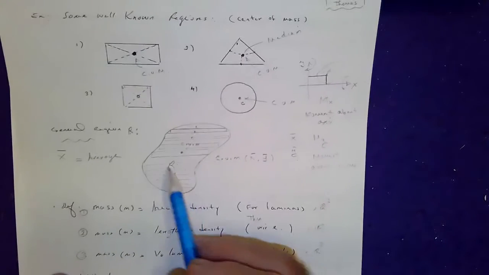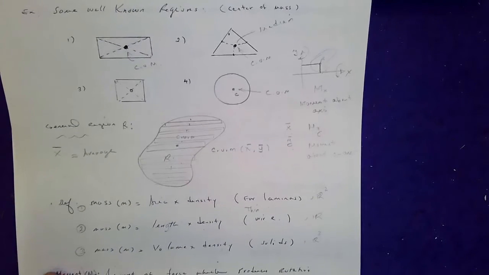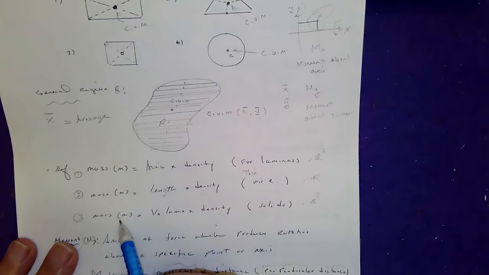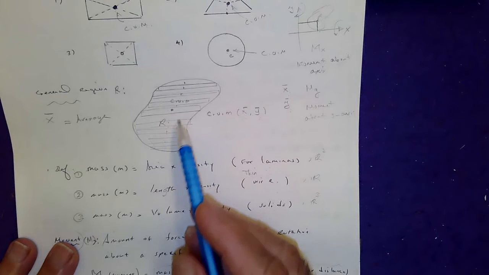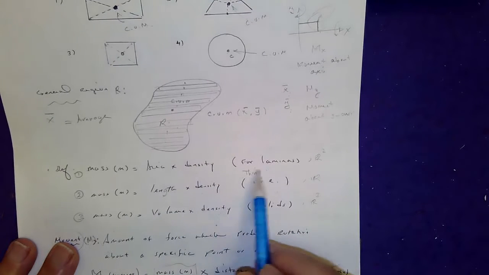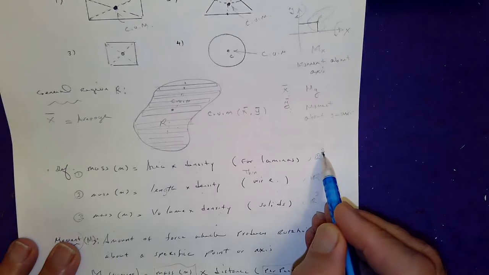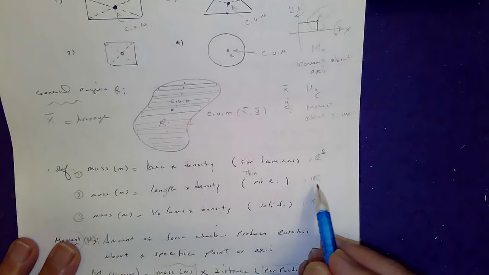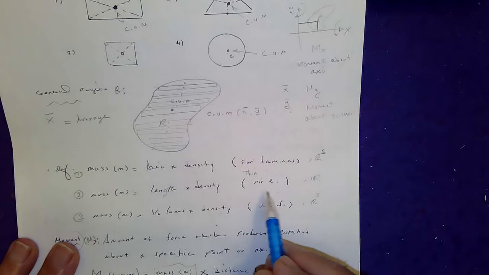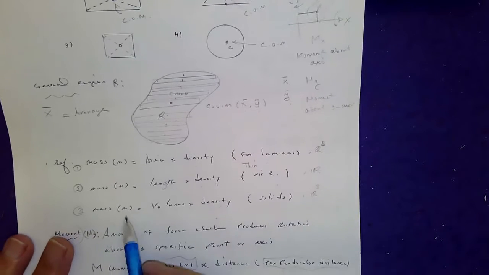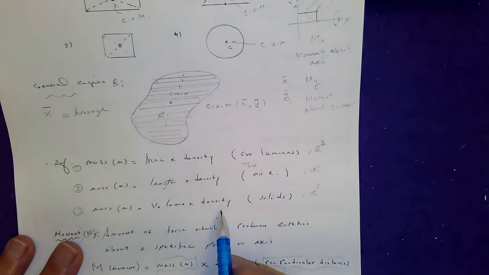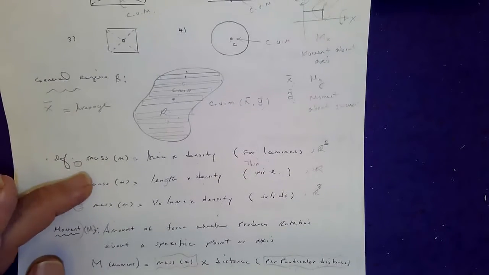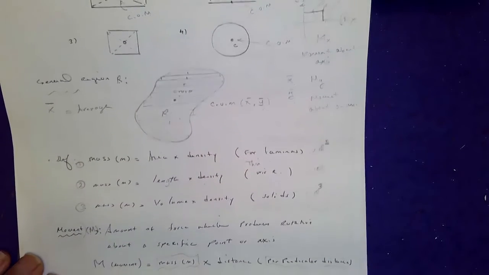But the question is, what if you have an irregular shape like this guy? How would you find the center of mass? Well, first of all, mass has 3 definitions depending on the type of objects you're dealing with. Mass could be area times density for laminas. That means if you are in R2, right? Mass could be length times density if you are dealing with one-dimensional objects like a thin wire or a coat hanger. Mass is also defined as volume times density for solids. That's like if you are in R3. So notice the definition of mass varies depending on the nature of the object.